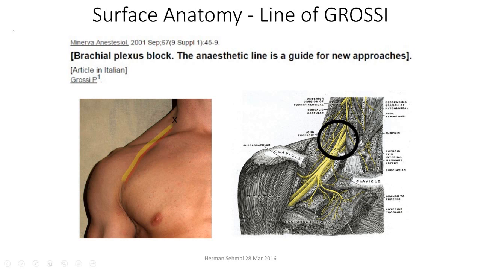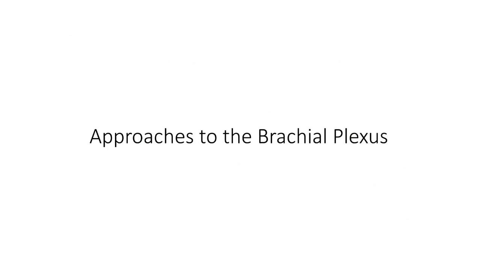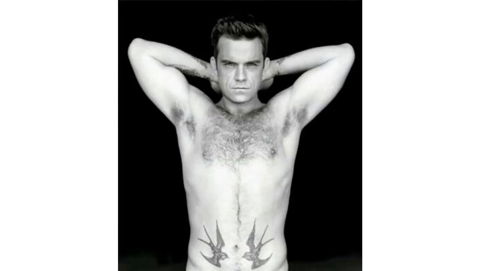Let us see now how we can block the brachial plexus by different approaches. This man needs no introduction, certainly to our UK audience. He's Robbie Williams and he's a famous pop singer. He's striking a pose in this picture, and when I see this as a regional anesthetist, I feel he's asking me how I can block his brachial plexus.